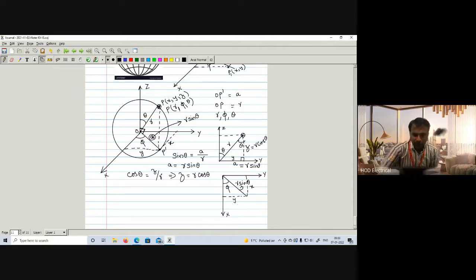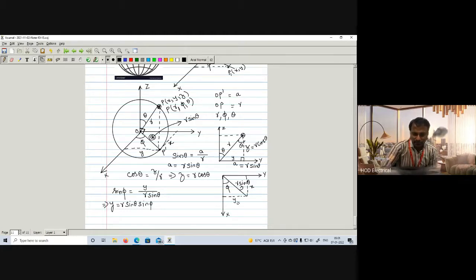From this you can come to know this distance, and this distance we would like to know. For that we can take sine phi equal to the opposite side y divided by r sine theta, which gives y is equal to r into sine theta into sine phi.